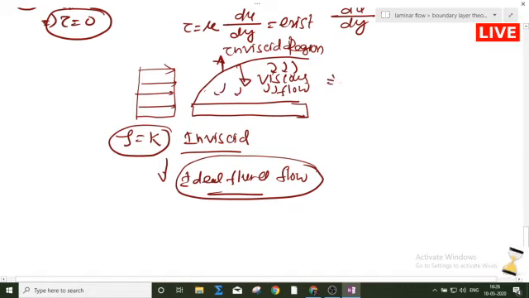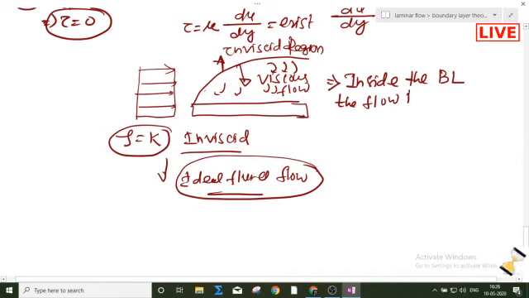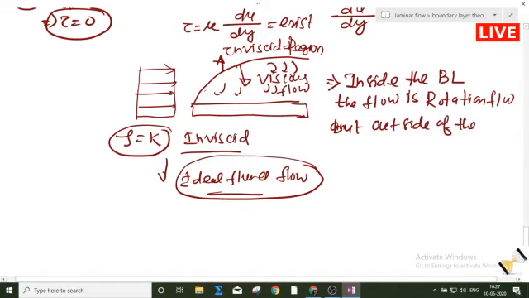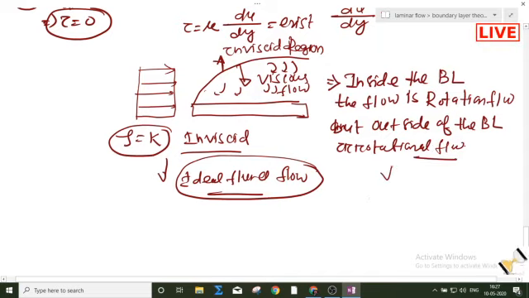Already I have discussed this one. Inside this boundary layer, the flow is rotational flow. But outside of the boundary layer, the flow will be irrotational flow, and the vorticity will be equal to 0 outside of the boundary layer.